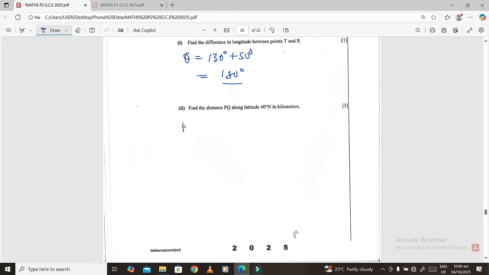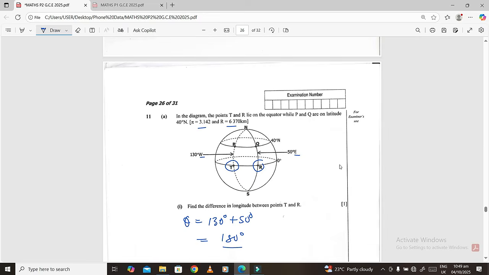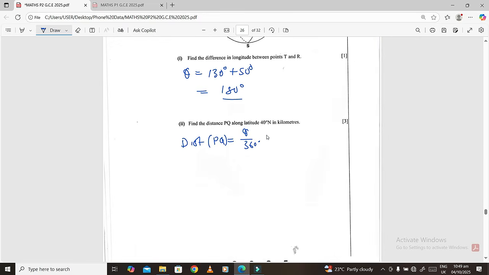So here we can just say distance PQ is equal to theta over 360 degrees. So since it's happening, you can see PQ, it's along the latitude. So you can say times 2 pi capital R cos y. This is cos y. So we can gather our data. Let me put it here. I'll say data. So what is our theta?